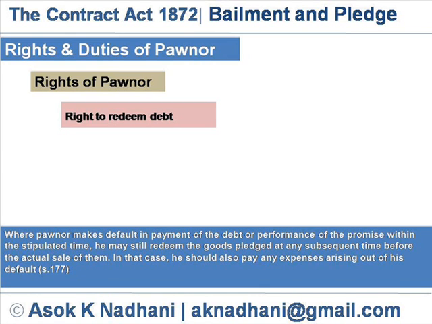Right to redeem debt. Where pawnor makes default in payment of the debt or performance of the promise within the stipulated time, he may still redeem the goods placed at any subsequent time before the actual sale of them. In that case, he should also pay any expenses arising out of his default.